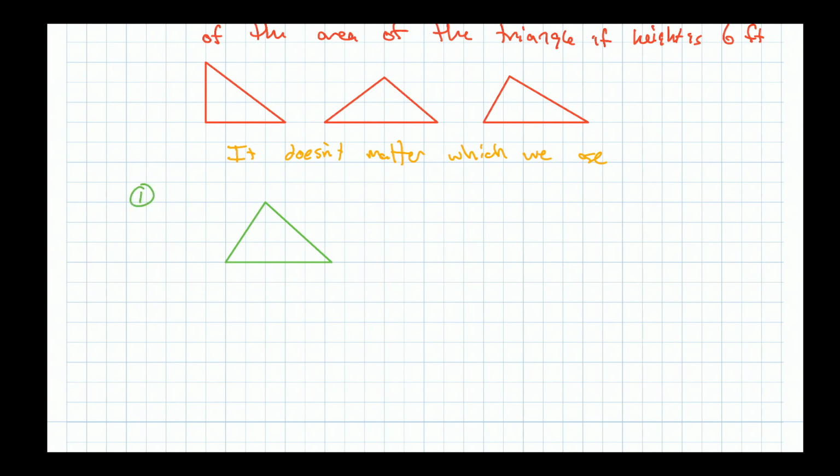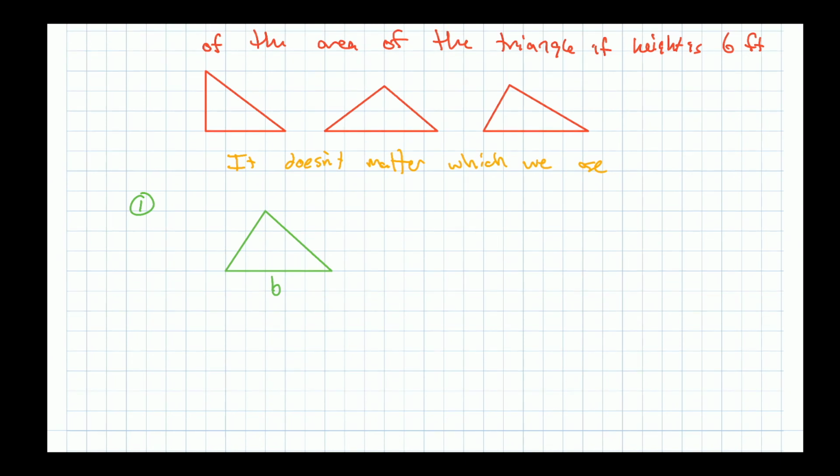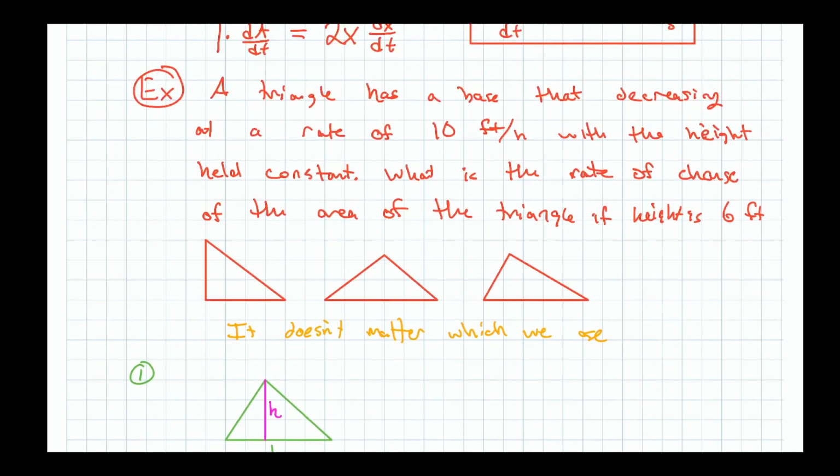Now I'm supposed to label variables on it. So I've got a base, and the base changes. All right? And then I've got a height. So if I draw in the height here, there you go. Now you actually have a choice here. You could label the height as h for height. All right? But you don't have to, because they tell me that the height is held constant, right?